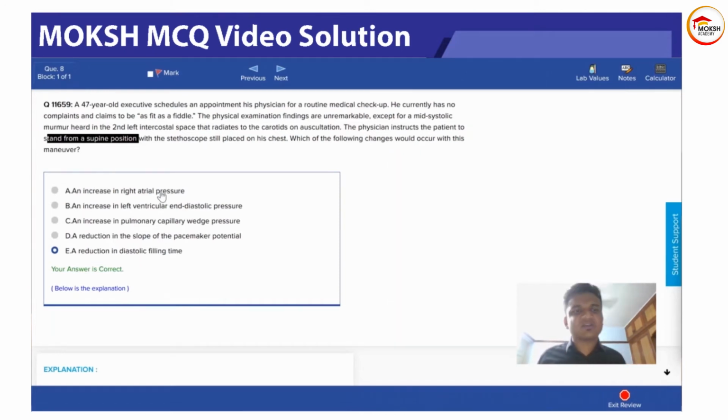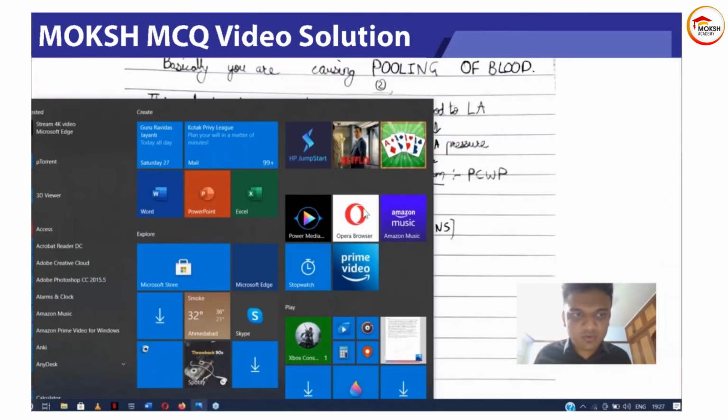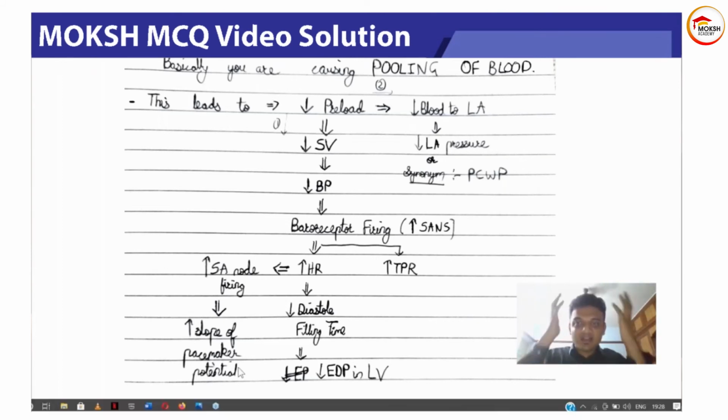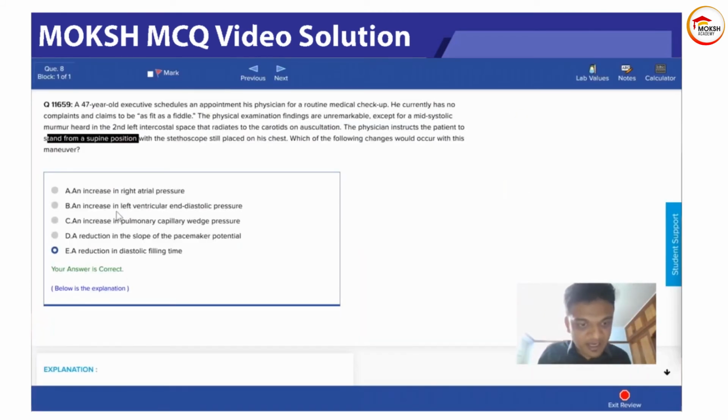An increase in right atrial pressure, no. Increase in right atrial pressure, how? No. Why no? Because see, blood is going less to left atrium. The left atrial pressure is decreasing. The PCWP is decreasing. The entire circuit, we are decreasing the blood in the heart. How can the right atrial pressure alone rise? No, not possible.